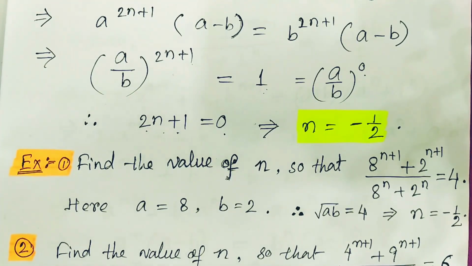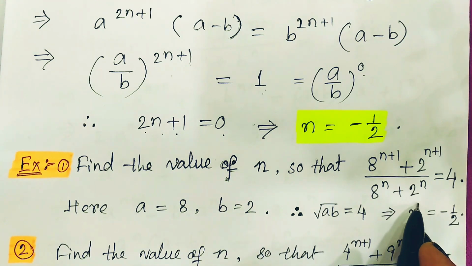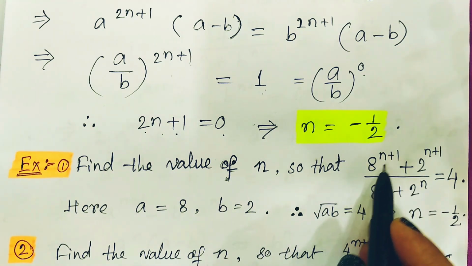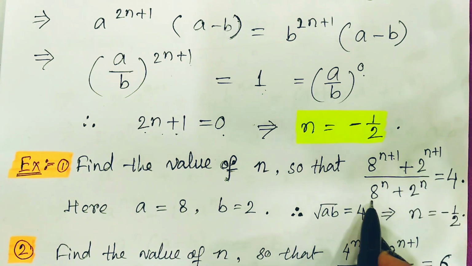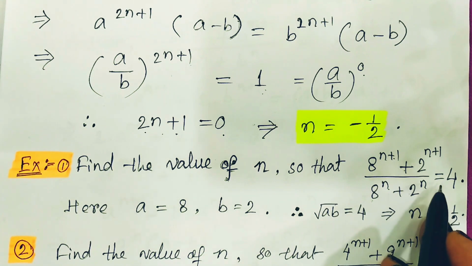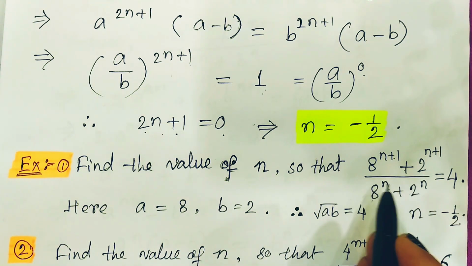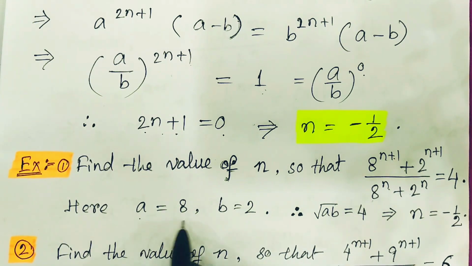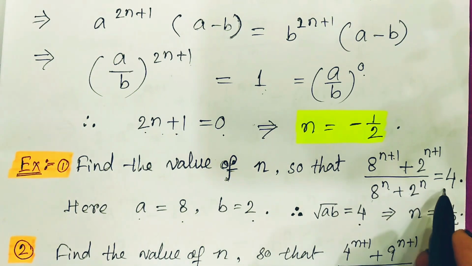So the question is, find the value of n if your expression is this one. Here it is 8 to the power n plus 1 plus 2 to the power n plus 1 divided by 8 to the power n plus 2 to the power n is equal to 4. It does not say that this expression is the geometric mean of two numbers. So let a be 8 and b be 2. If we find the geometric mean between these two, then it is 4. So it is matching over here.